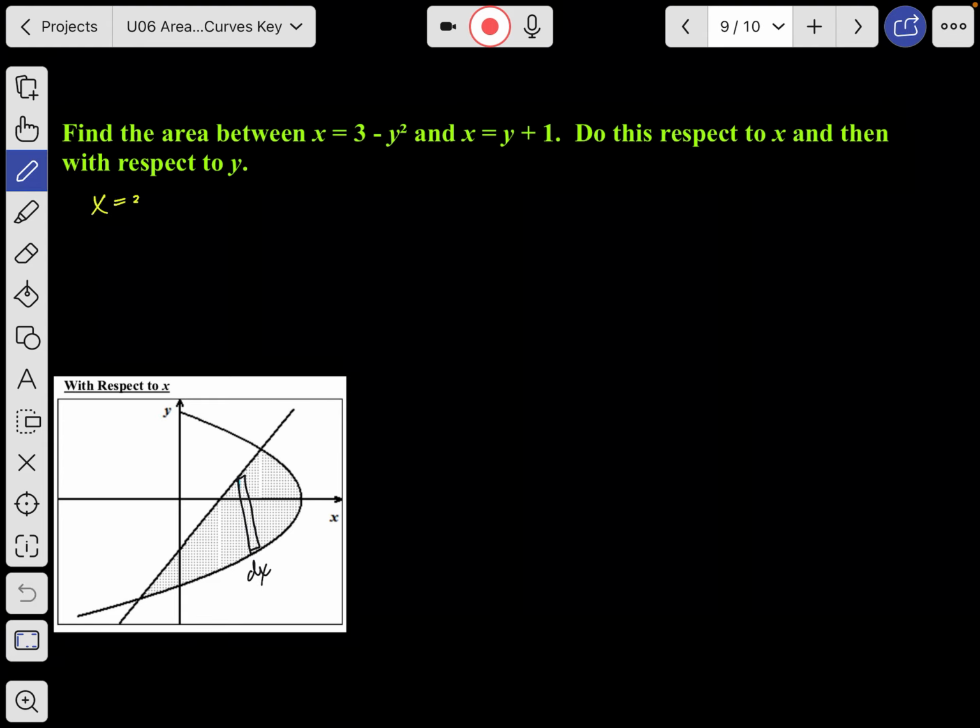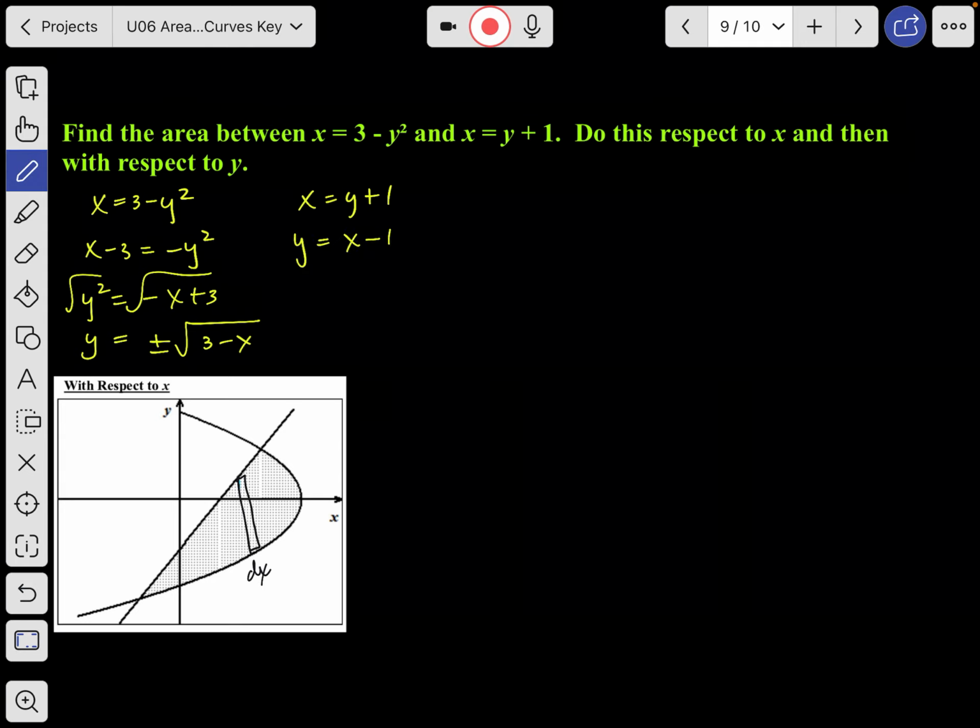So if I have x is equal to 3 minus y squared, x minus 3 is equal to negative y squared, and let's see, y squared is equal to negative x plus 3, and if I take the square root, y is equal to plus or minus the square root of 3 minus x. I'm going to write it like that. Okay, and then if I solve for y in the second equation, y is equal to x minus 1.